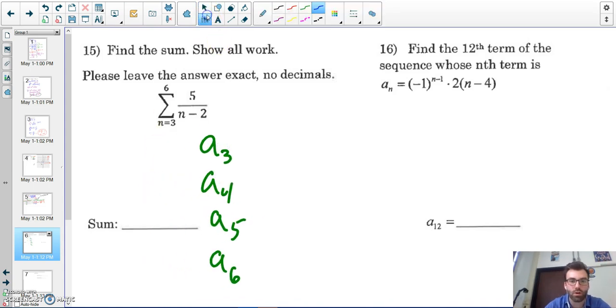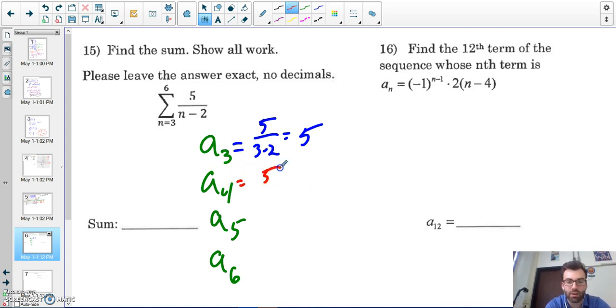Let's find the third term. The third term I'll do by plugging in 3 for n, which 3 minus 2 is 1, so I get 5 over 1, which is just 5.